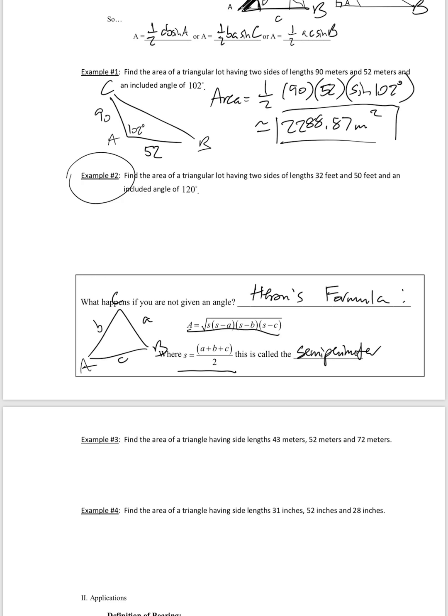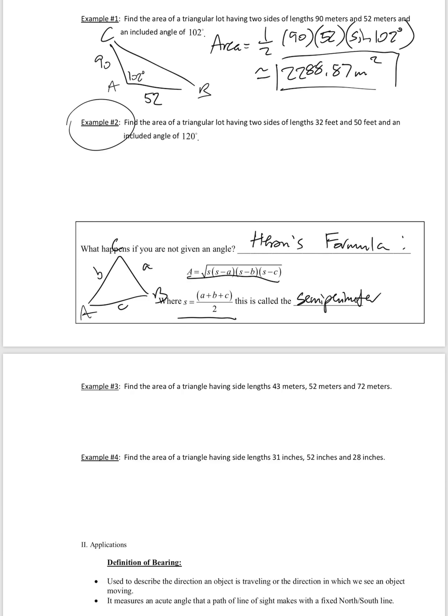Fairly straightforward. So find the area of a triangle having side lengths 43, 52, and 72 meters. So I'm just going to right away call that A, B, and C. Okay. So I have a triangle, 43, 52, 72. Call this triangle A, B, C. Find the area. Well, I need to solve for S first. So S is A plus B plus C all over 2. So that's 43 plus 52 plus 72 all over 2. So S is 83.5.